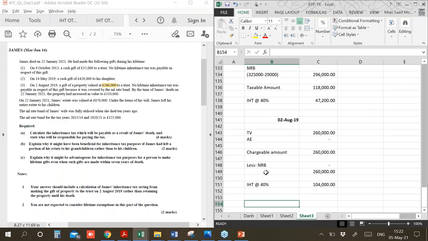Now, moving on, 21st January, James' estate was valued at 870. Under the terms of the will, James left his entire estate to children. The nil rate band of James' wife was fully utilized when she died 10 years ago. It means that he only has his own nil rate band. He does not have his wife's nil rate band available.